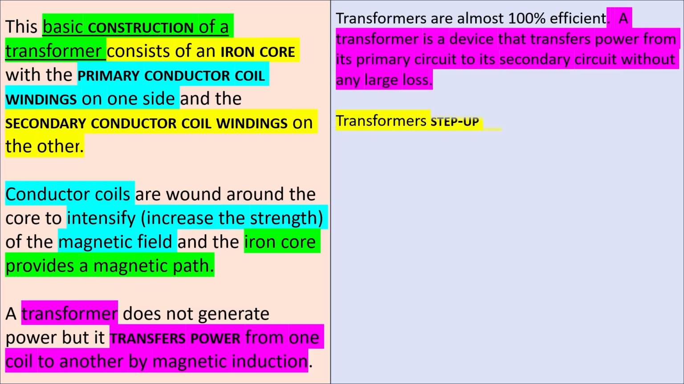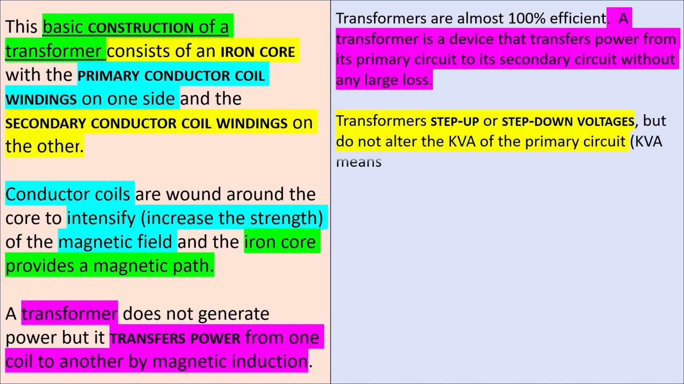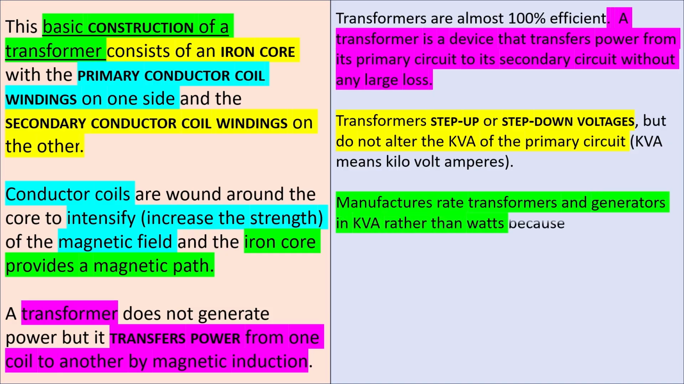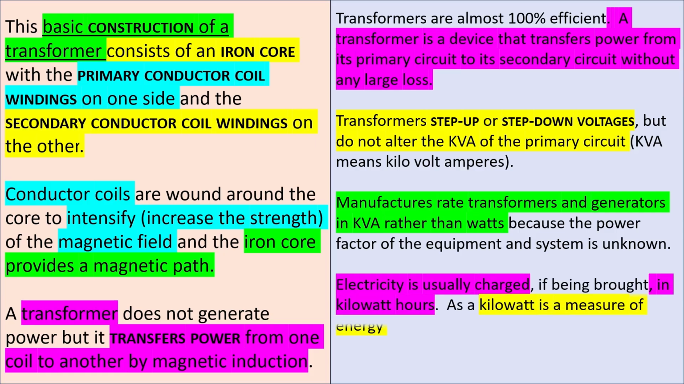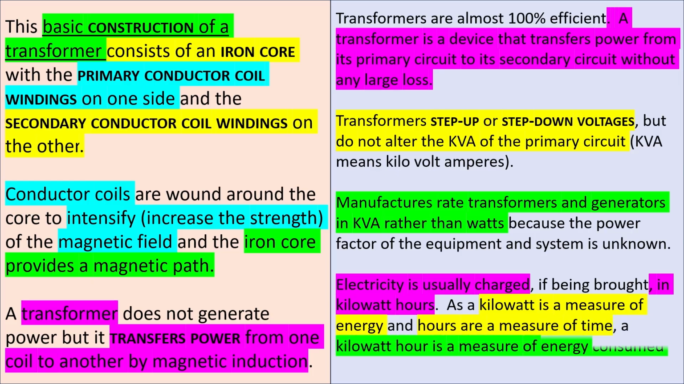Transformers are almost 100% efficient. A transformer is a device that transfers power from its primary circuit to its secondary circuit without any large loss. Transformers step up or step down voltages but do not alter the kVA of the primary circuit. kVA means kilovolt-ampere. Manufacturers rate transformers and generators in kVA rather than in watts because the power factor of the equipment and system is unknown.